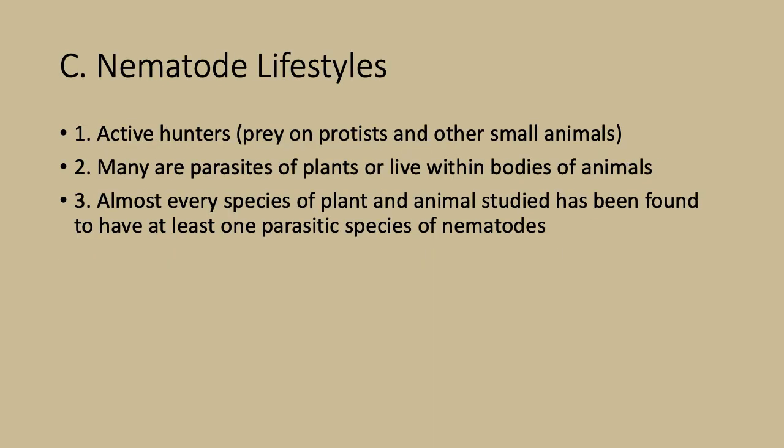Lifestyles of the nematode. Active hunters: they will prey on protists and other small animals. A lot of them are parasites of plants or of animals, and they live within the bodies of these animals. Almost every species of plant and animal that we've studied has at least one parasitic species of nematode. Nematodes are abundant in the soil. I think in a centimeter by a centimeter square there are millions of nematodes. So they are extremely abundant everywhere.